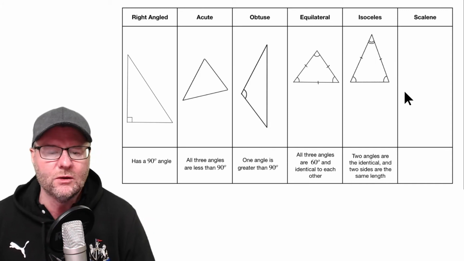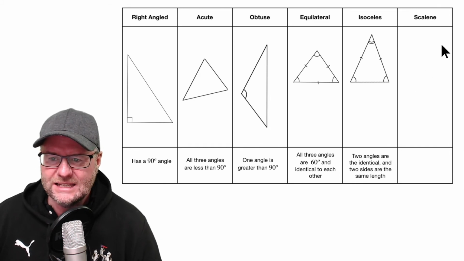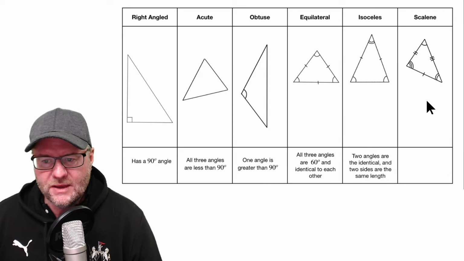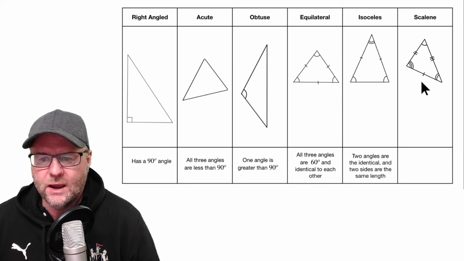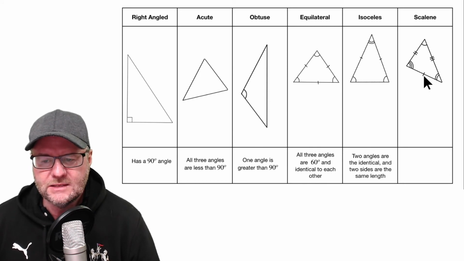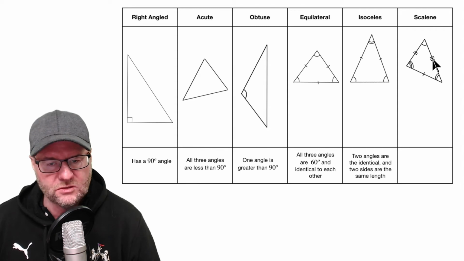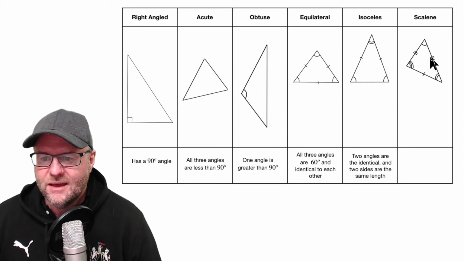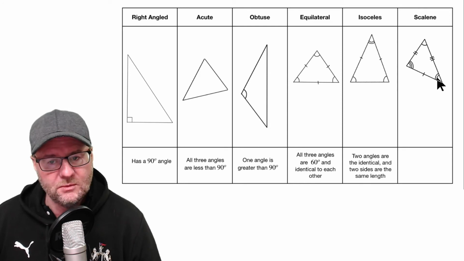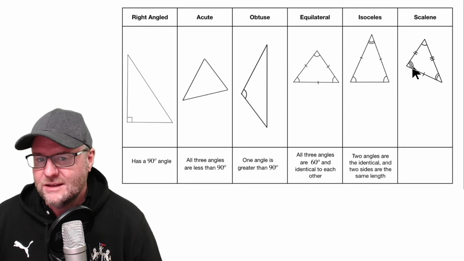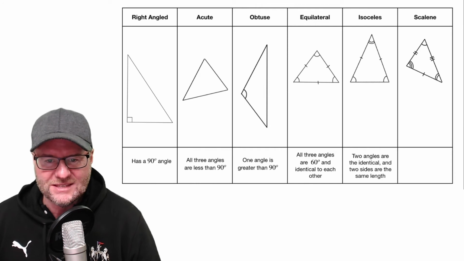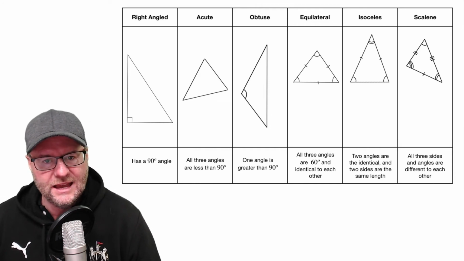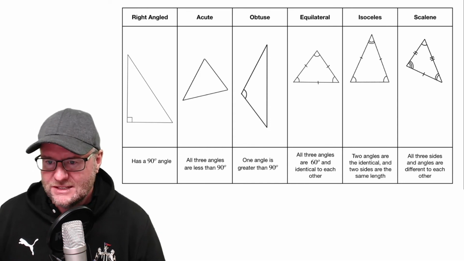The last one we're going to look at is called a scalene triangle. From what we've just learned about these symbols, I'm looking at that thinking, none of those are the same. That's a single, that's a double, that's a triple. So none of the sides are the same length. That's a single curve, a double curve, a triple curve. None of the angles are the same value. So a scalene triangle has all three sides and all three angles different from each other.